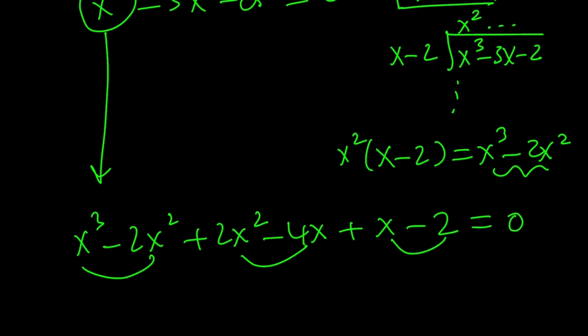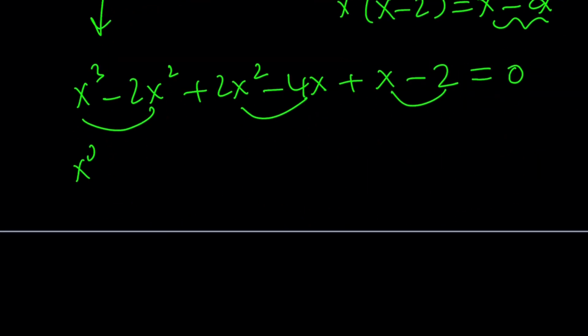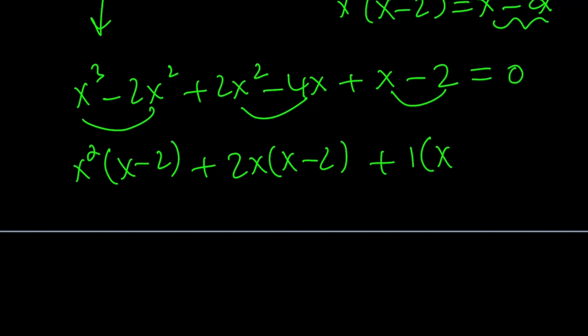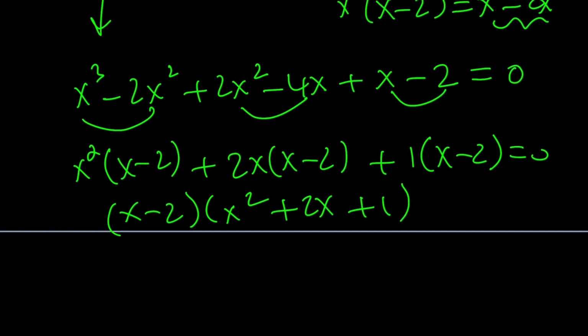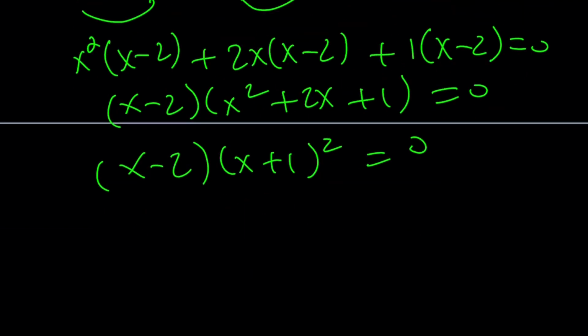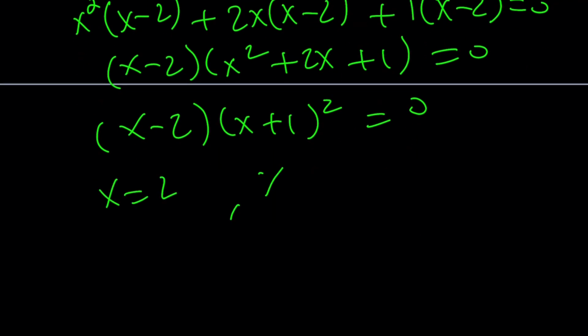And x minus 2 again is a factor. Notice that this can be written as x squared times x minus 2, plus 2x times x minus 2, plus 1 times x minus 2, equals 0. x minus 2 times x squared plus 2x plus 1 equals 0. From here we get x minus 2 times x plus 1 squared equals 0. And this gives us x equals 2 and x equals negative 1. Those are going to be all the solutions.